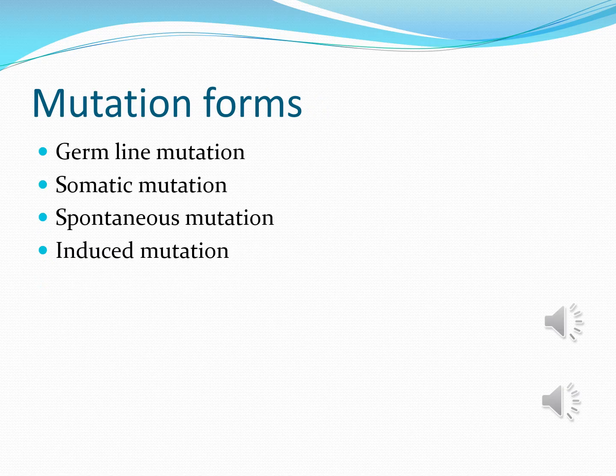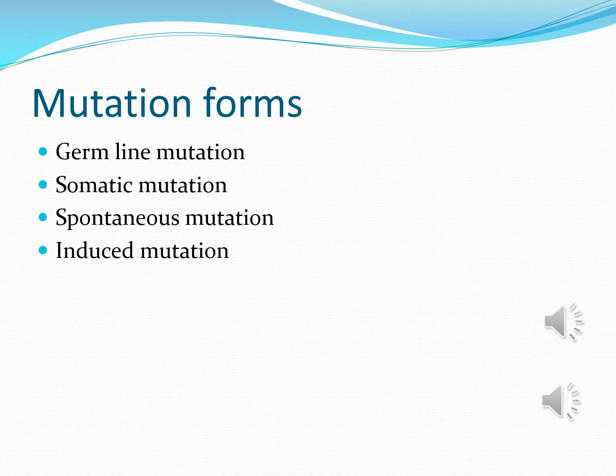Mutations are also classified by the cell type in which they occur. Germline mutations arise in eggs or sperm and are transmitted to offspring, causing inherited diseases. Somatic mutations occur in non-reproductive cells and are not passed to the next generation, but they accumulate with age and are responsible for most cancers. This distinction is fundamental in medical genetics. Germline mutations require family counseling, while somatic mutations guide oncology treatments like targeted therapy.